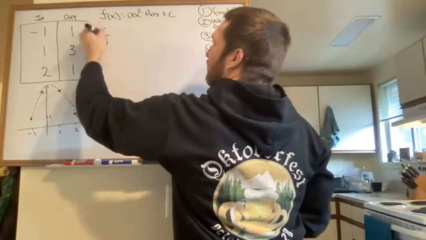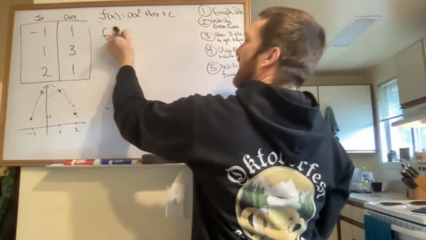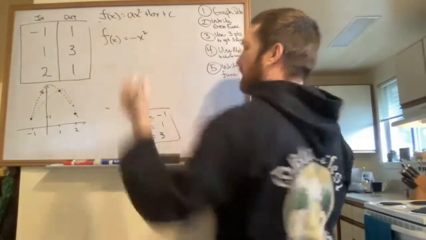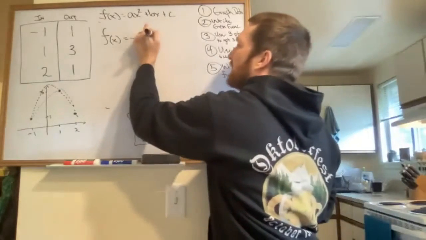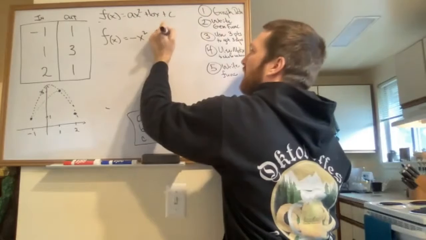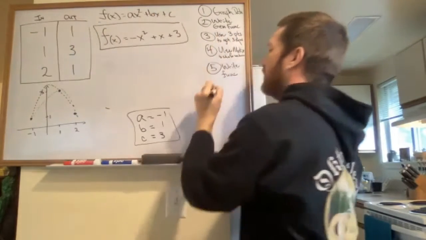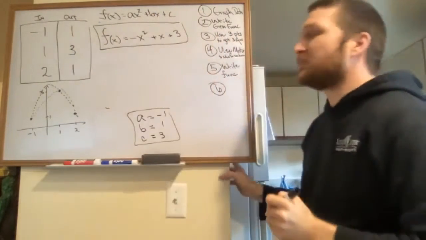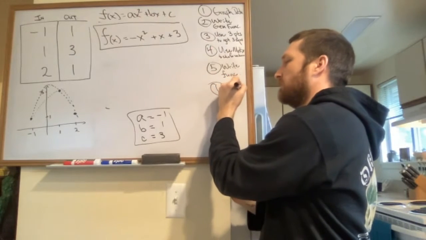That is f of x. Now, A is -1, so I'm going to write that as minus x squared. B is +1, so I'm just going to write that as plus x. Finally, C is a +3, so I'm going to write that as a +3. That's my function. Step 6, you could guess what this is. Check it.